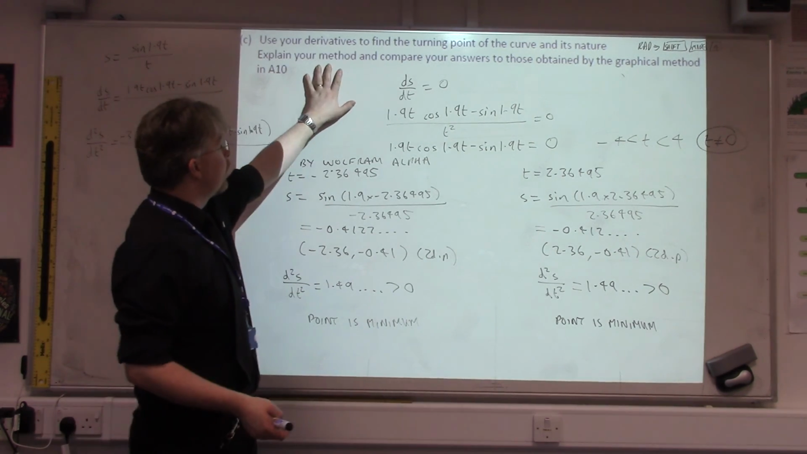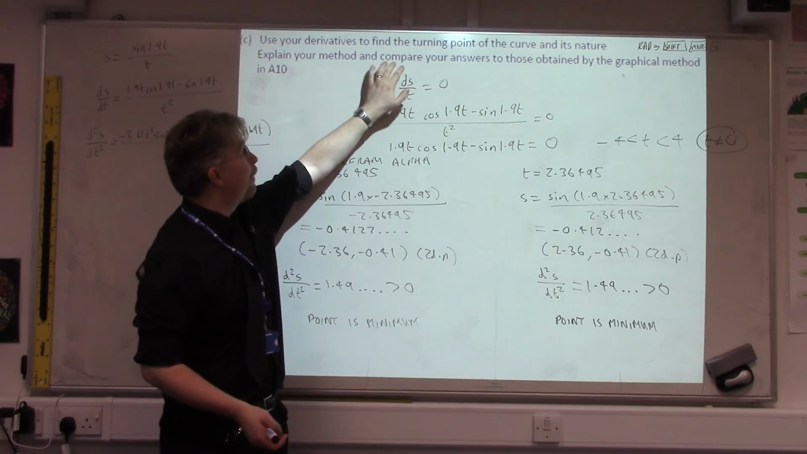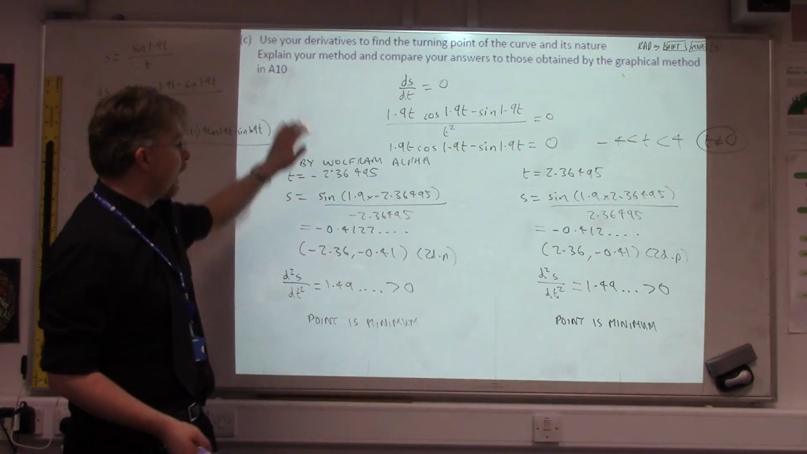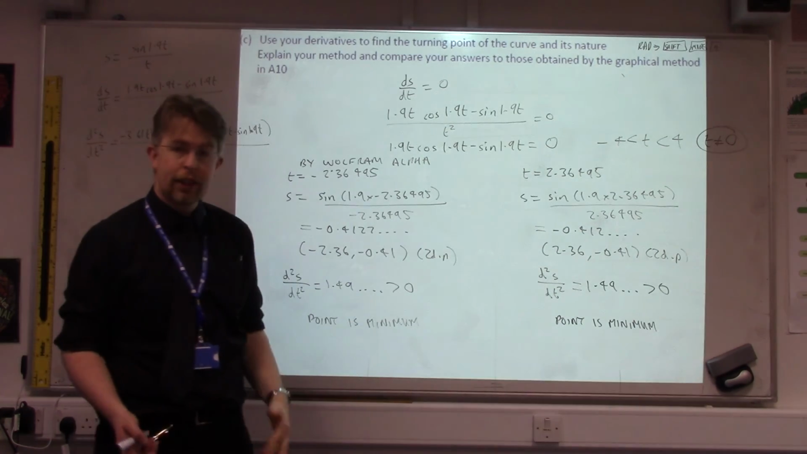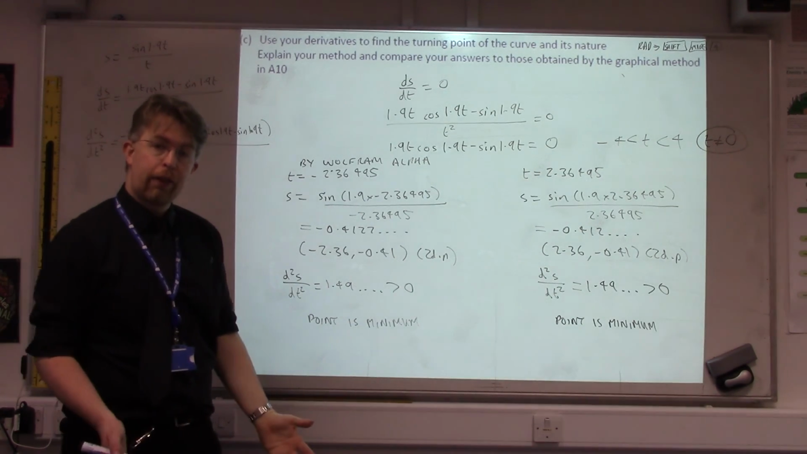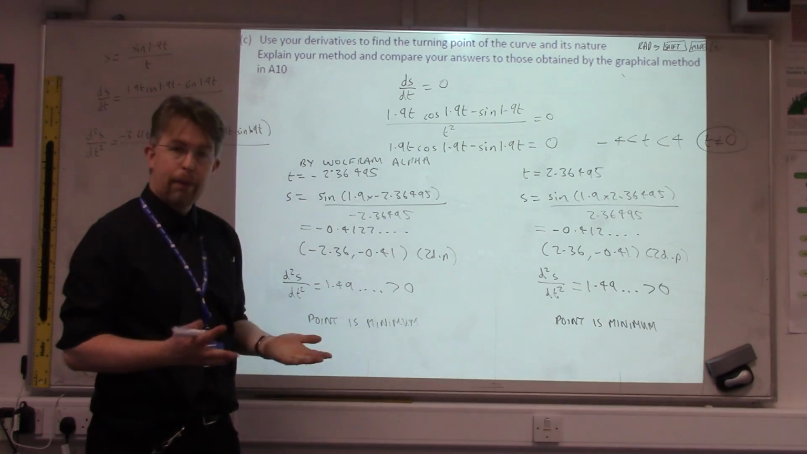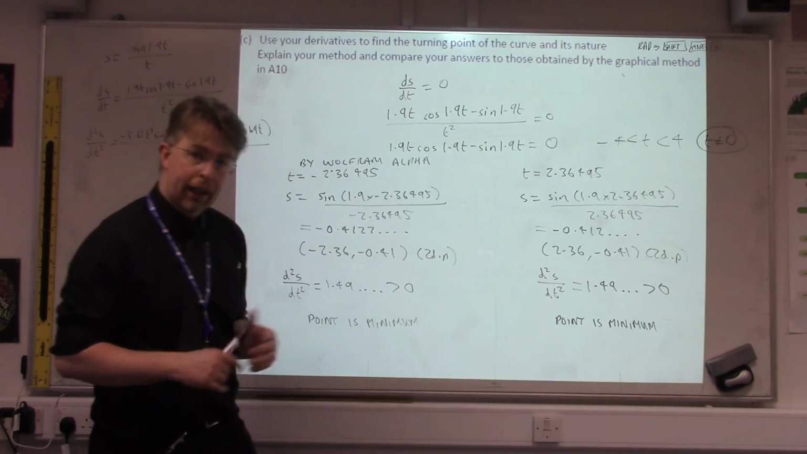To get merit and distinction, you need to explain your method and compare your answers to those obtained in A10. So these are the precise answers. If they're close, good estimates. If they're far away, bad estimates. Basically the same normal comments that we usually make. Best of luck.